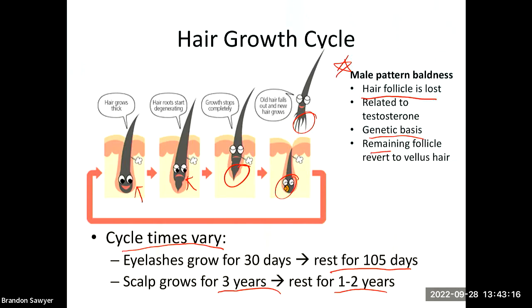And then the other thing is the remaining follicles typically shift back to vellus hair, so there's a softer, finer hair on the head, but those long thick follicles aren't producing anymore. So questions on any of that?